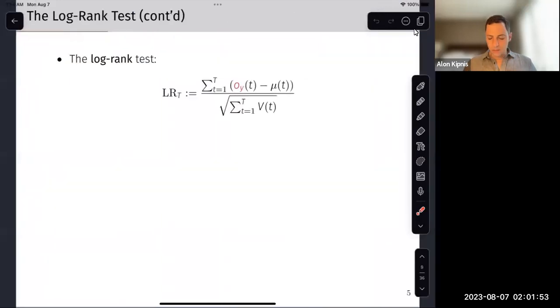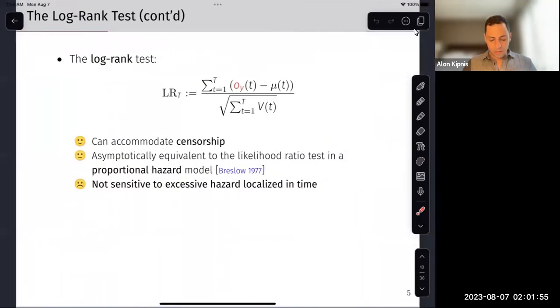Now the log-rank test is good. First, it accommodates the censorship, because at each time we're looking at the total number of at-risk patients, so we can reduce from that the number of censorship events. It is also nice because it has some optimality properties under the proportional hazard model. This means that it's equivalent to the likelihood ratio test, so it's equivalent to the best test in the proportional hazard model. This is also a good reason to use the log-rank test.